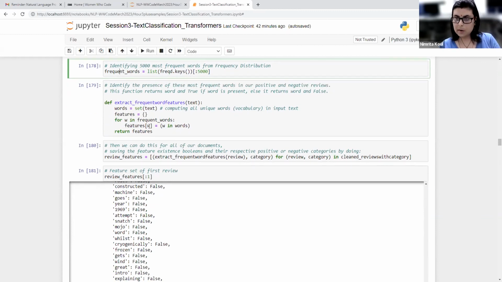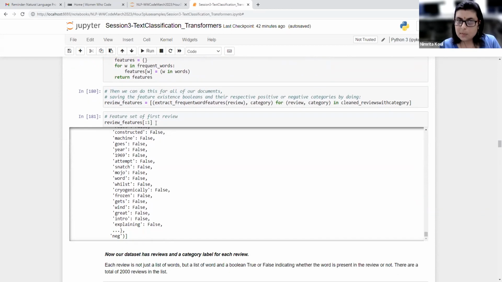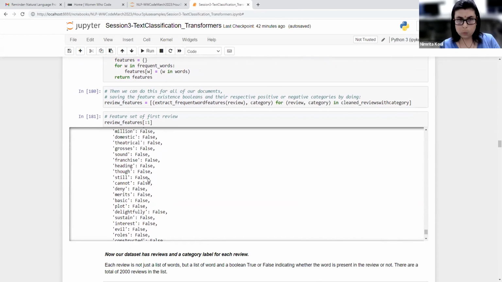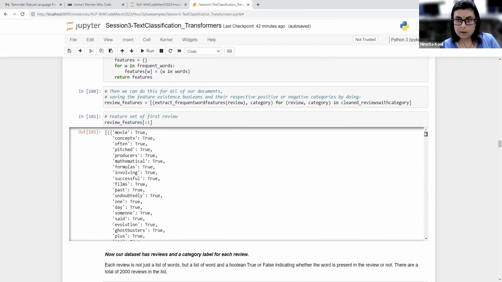We apply this extract the frequent word feature function on all the reviews. Here I'm printing just the features of review one. So for all the words which are in review one, we are getting a feature like this. Movie word is present, so it has a true associated with it. Concepts is present, it has a true.